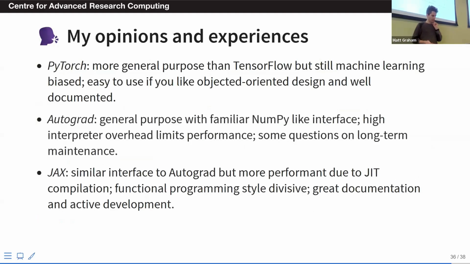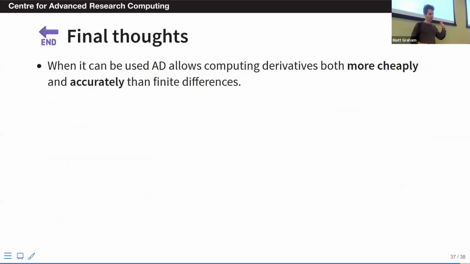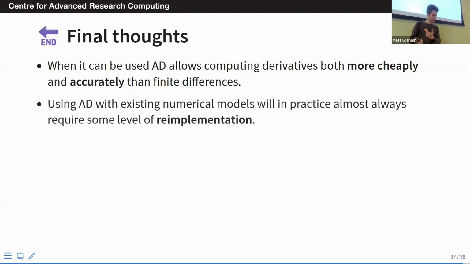Okay, so I think I'm pretty much at time, or already over time, so I'm just going to conclude with some final thoughts. The key message I would say here is, when you can use autodiff, and there's a big caveat to that, you always should, if it's available, over finite differences, for example, because you get gradients both more cheaply and more accurately.